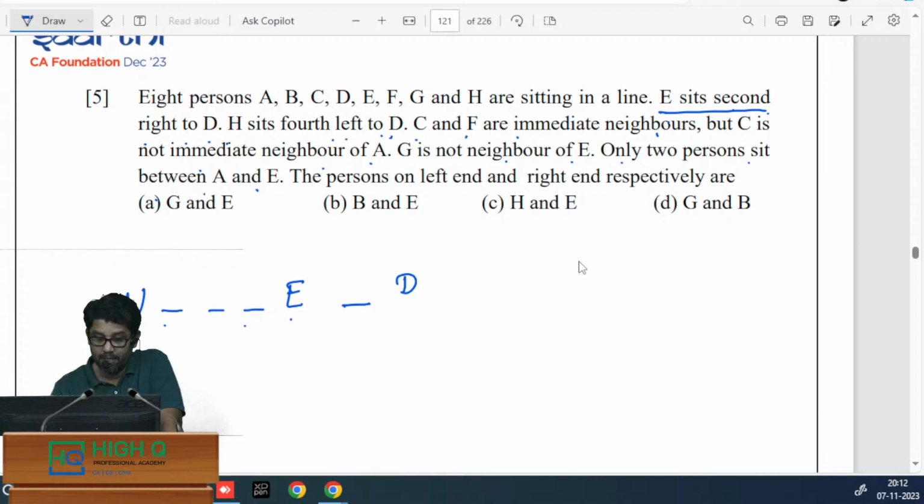G is not immediate neighbor of E. Only 2 persons sit between A and E. That means where A will come, my dear? Can we take A here?